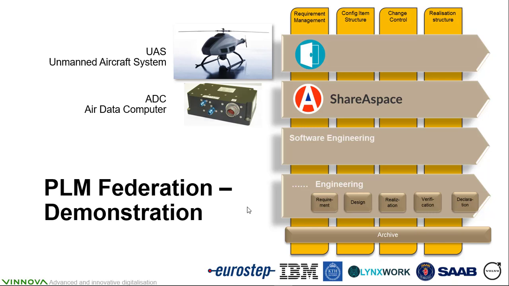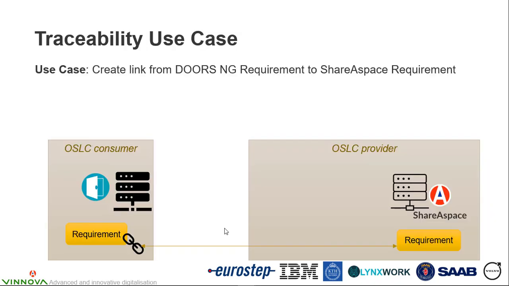This is a demonstration of PLM Federation. The scenario is where a systems engineer of an unmanned aircraft system, or UAS, is creating a traceability link from a requirement in Doors to a requirement from a supplier of air data computers that is in ShareAspace. The demonstration will show how the Heliple 2 project has rapidly developed an adapter for ShareAspace that can be used from Doors Next Gen. This is an illustration of the use case.